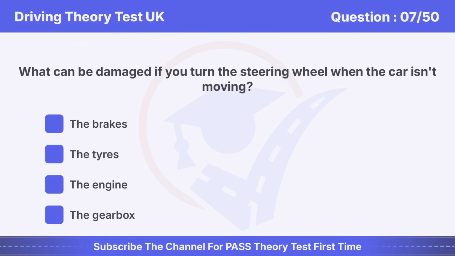Question 7. What can be damaged if you turn the steering wheel when the car isn't moving? Option A. The brakes. B. The tires. C. The engine. D. The gearbox.